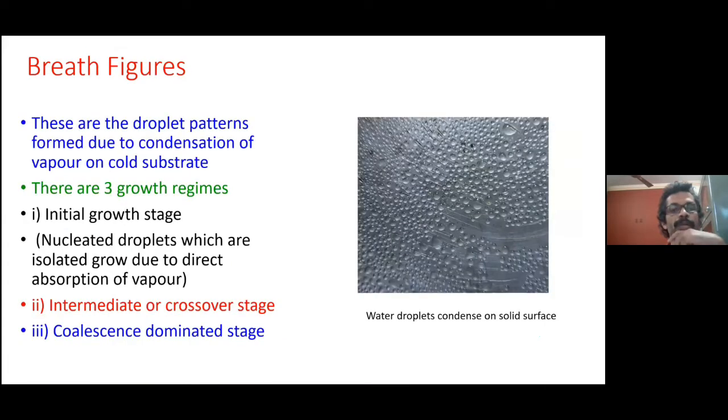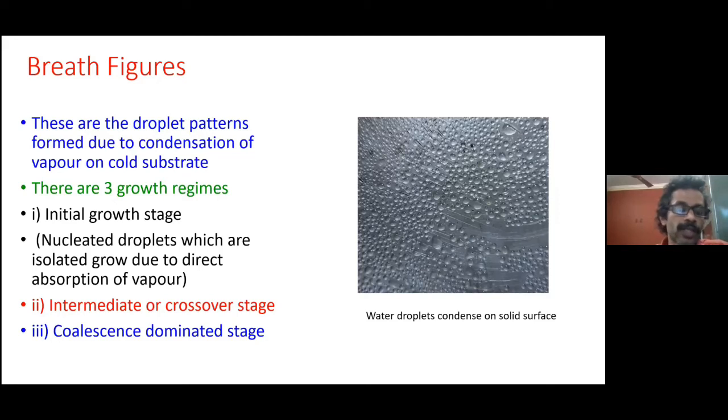Breath figures are droplet patterns formed when there is condensation of vapor on a cold substrate. The most familiar example is water droplets condensing on any cold substrate. There are three regimes. Initially, there is nucleation, and the droplets are isolated, so they grow due to direct absorption, when vapor is directly condensing.